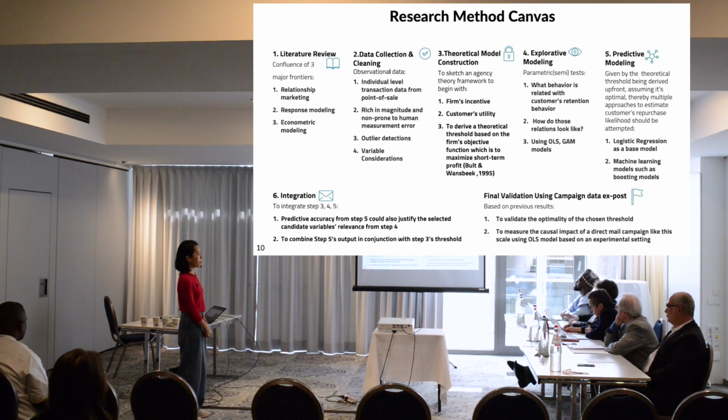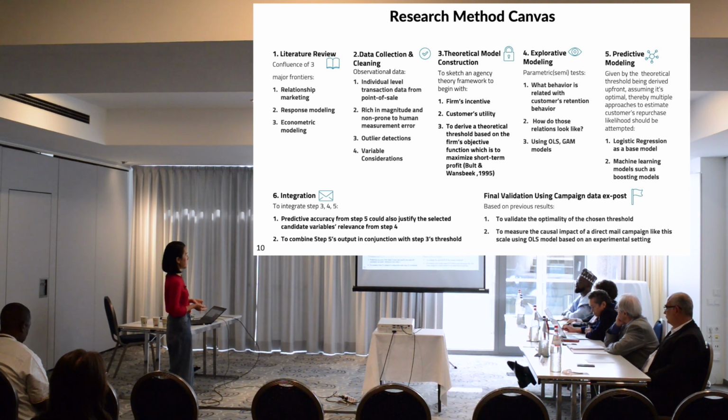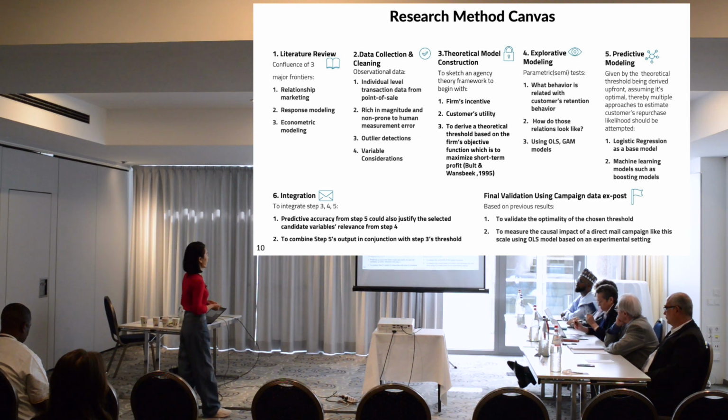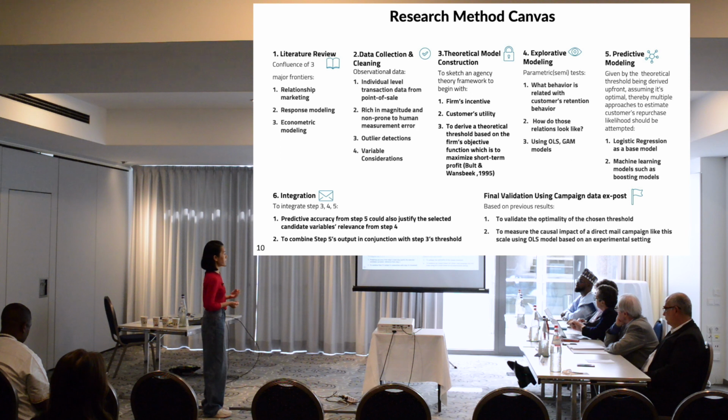The literature review part is actually a confluence of 3 major frontiers. It has elements of relationship marketing, response modeling, and econometric modeling. And then data collection, as I mentioned earlier, is pretty straightforward because we could access the data directly, so a lot of measurement error can be avoided. Also, I already started with some anomaly detection. And the threat model part basically deals with sketching an agency theory framework to begin with.